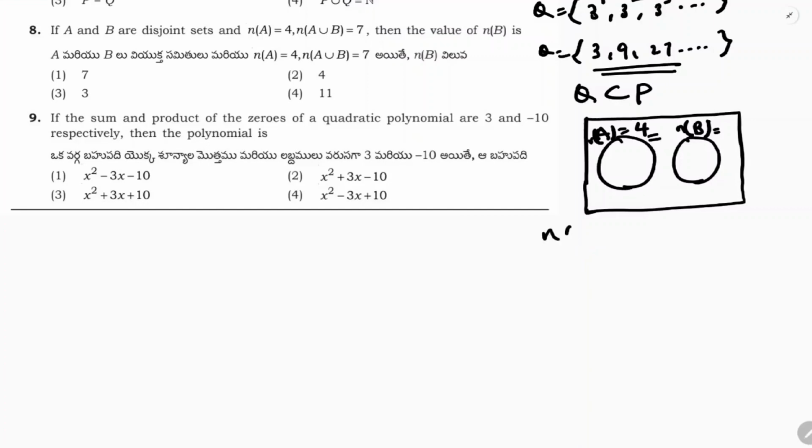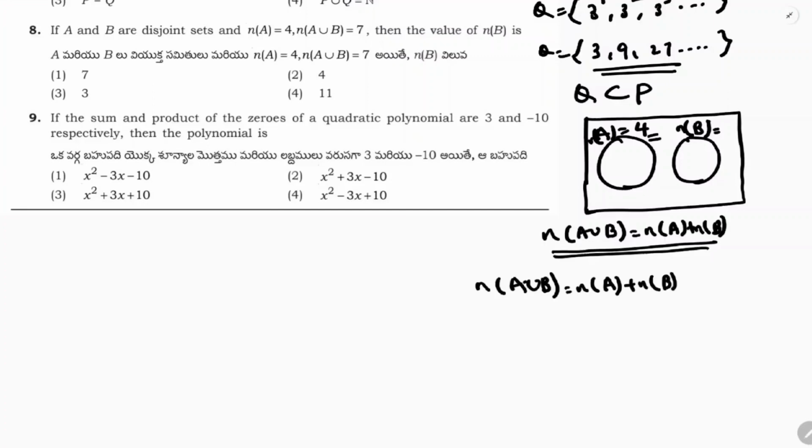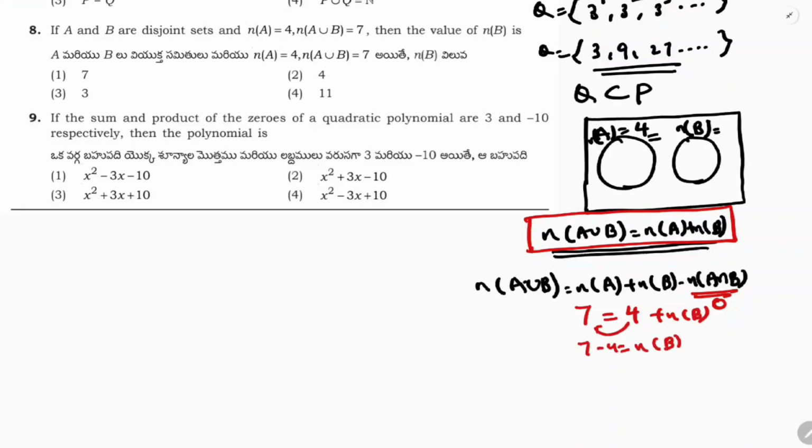Otherwise you can learn this formula: N of A union B equals N of A plus N of B. This is the formula for disjoint sets. The actual formula is N of A union B equals N of A plus N of B minus N of A intersection B. But A intersection B will be 0, so for disjoint sets, this is the formula. Now if I substitute the values, N of A union B is 7, N of A is 4, plus N of B. So 7 minus 4 is N of B. So the number of elements in set B is 7 minus 4, which is 3. So the correct option is 3. Next one.